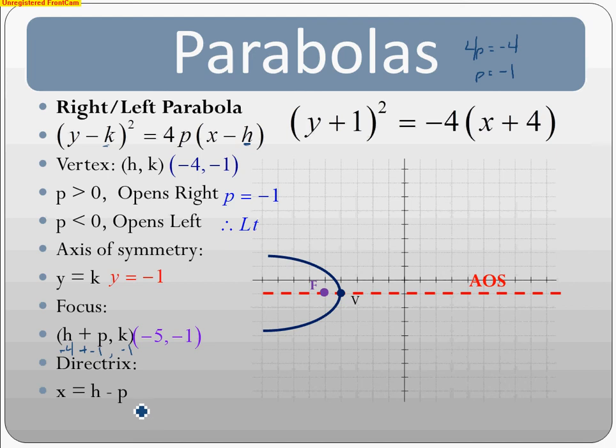And there's our focal point on the inside. The directrix is x equals h minus p. So negative 4 minus a negative 1 gives us x equals negative 3. And again, your check: the absolute value of negative 1 is 1. So from the vertex to the directrix, 1. Vertex to the focal point, 1. We did it right, and we know we're opening to the left.